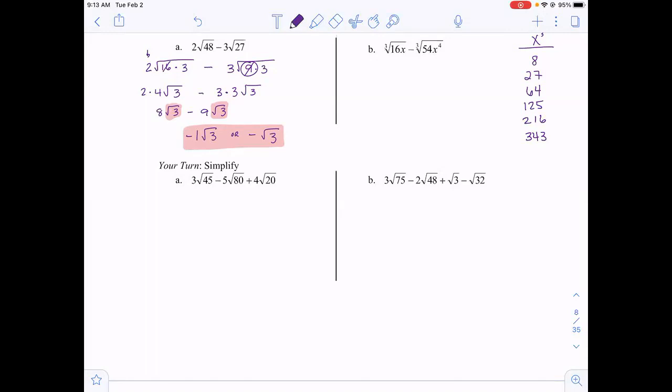So we have 16 and 54. So 16, it's going to fit right here. So it's clearly divisible by 8. So I'm going to rewrite this as the cubed root of 8 times 2x minus, now 54 fits right here. And if I take 54 divided by 27, oh, I get 2. So this one's going to be the cubed root of 27 times 2. I have 4 x's, but my index is 3, so I'm going to break them down into groups of 3. So x cubed times x.